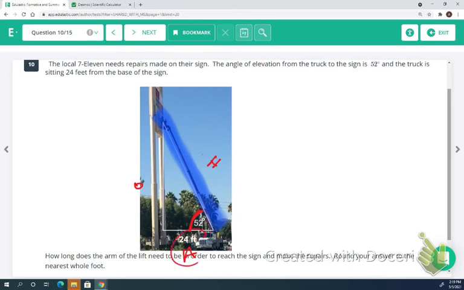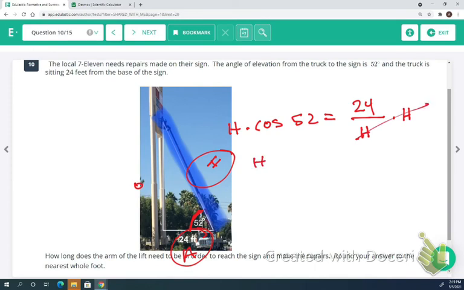So we have the adjacent side and the hypotenuse, so that's going to be cosine of our angle, 52, equal to the adjacent, which is 24, over the arm. I'm going to call the arm H for hypotenuse. I want to solve for H, so I'm going to always multiply by the denominator. The H's cancel out, so I have H times cosine of 52 equals 24. I want H by itself, so I'm going to divide by cosine of 52. Whatever I do to one side, I do to the other side.